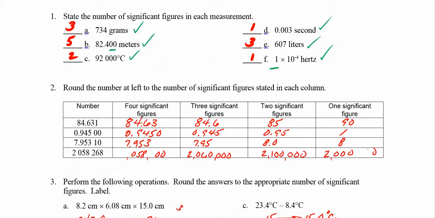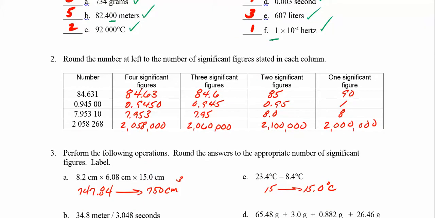Let's go on to number 2. Round the number at the left to the number of significant figures stated in each column. We've got 84.631. The question is, does this 1 push this 3 up? The answer is no. 5 or bigger is required to push that number up. It's just not big enough. The 1 does not push it up. So it would be 84.63.